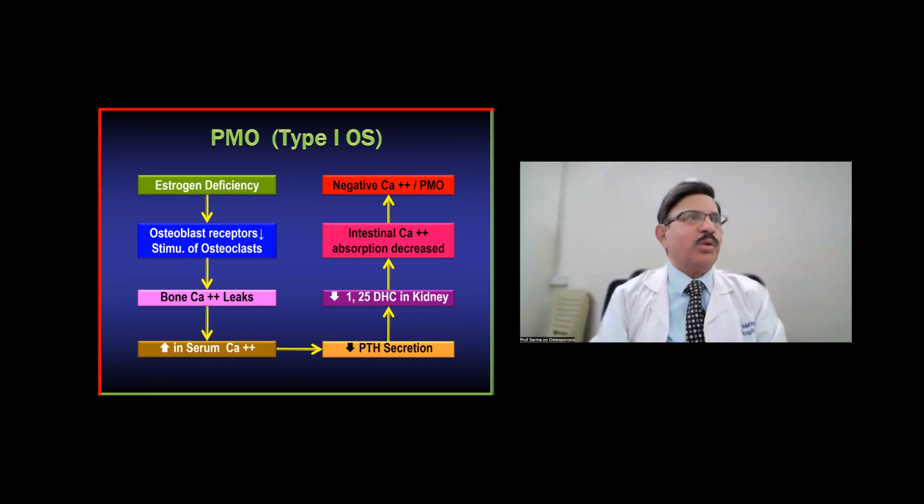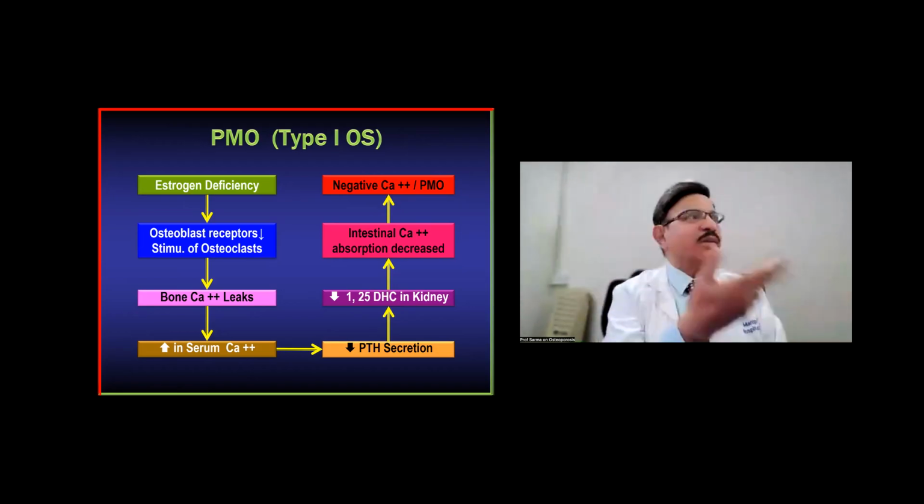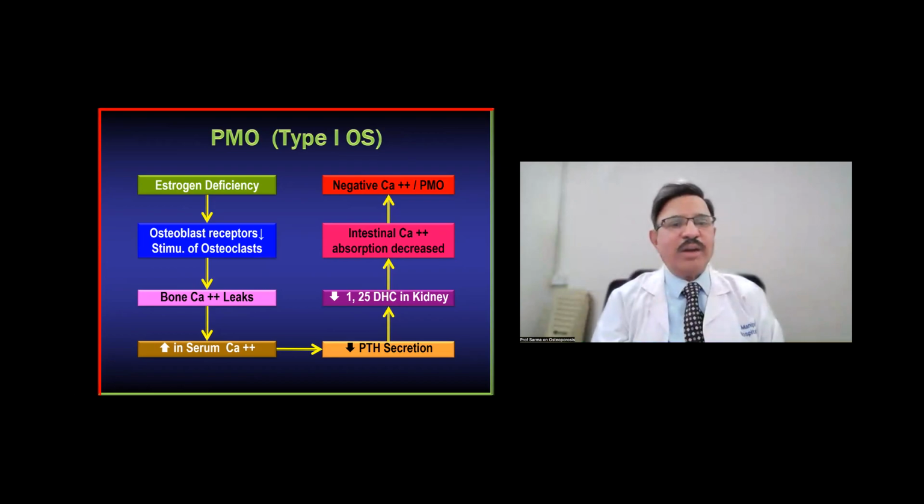There are two types of coolies there. One coolie goes and puts the cement, the other coolie goes and removes the cement. The ones who bring the cement are not working, and the ones who remove the cement are there. So the cement is gone. That's how it acts. Then where does bone calcium leak? Into the blood. There is an increase in serum calcium because of very leaky bones.